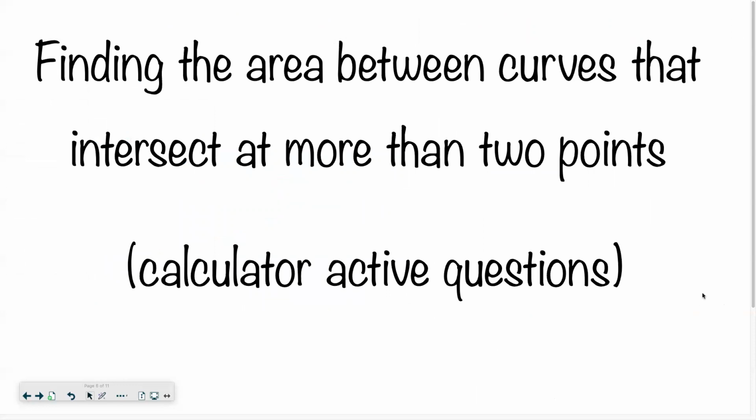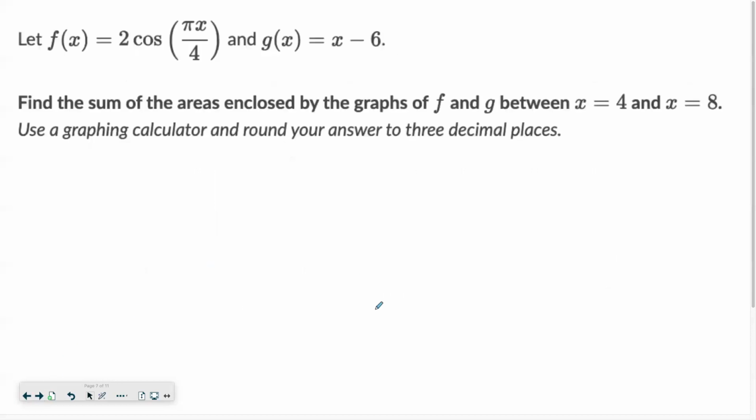So now these are going to be considered calculator active questions only, because the information you're going to be finding is going to be done more efficiently with a calculator, and sometimes impossible by hand. So these can be vertical or horizontal. You're generally not going to be given a graph. You might be, but you're generally not. You'll just be given two equations like this.